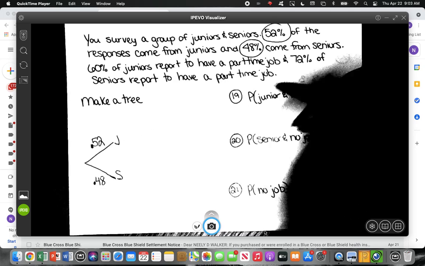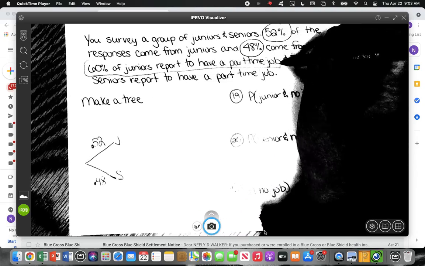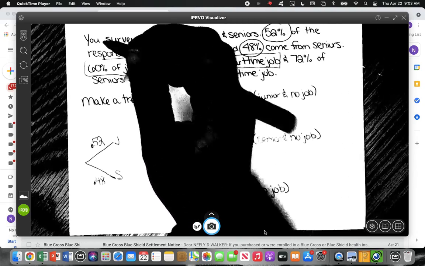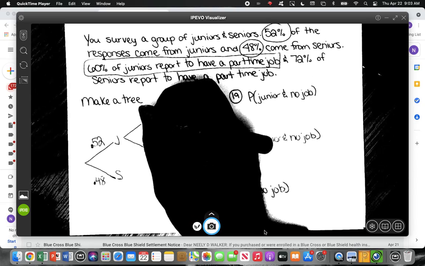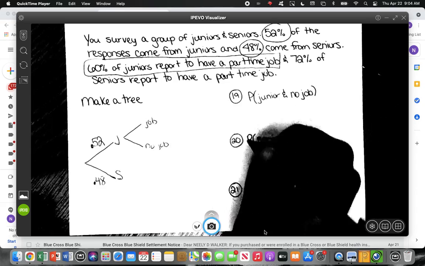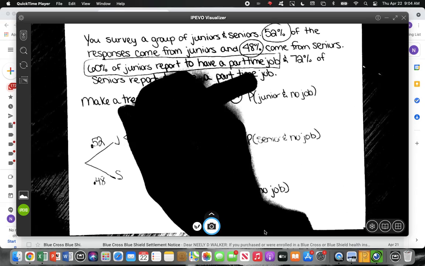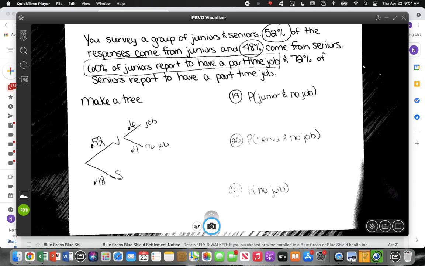Now the second part, it says 60% of juniors have a part-time job. So out of the juniors, I have two options here. They either have a job or they don't have a job, right? 0.6 and 0.4. 60% of them have jobs, so that means 40% of them don't.